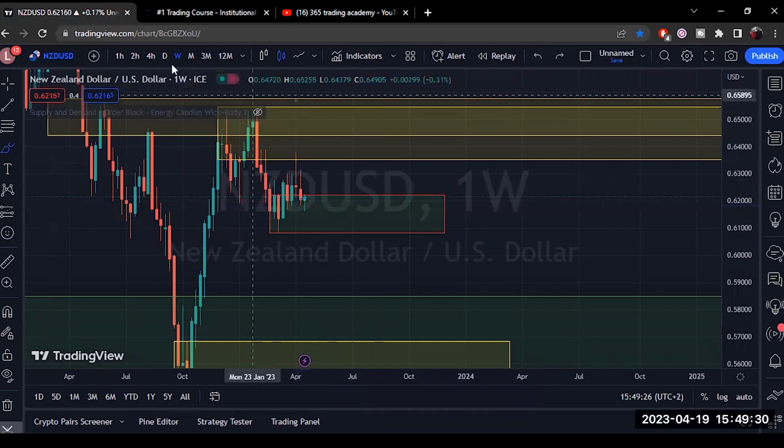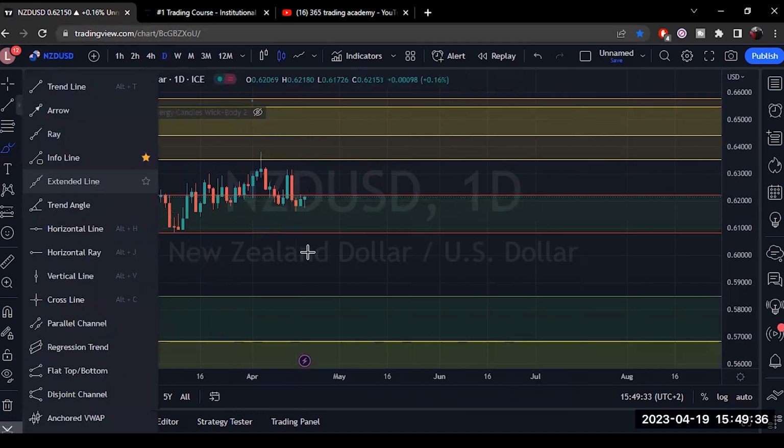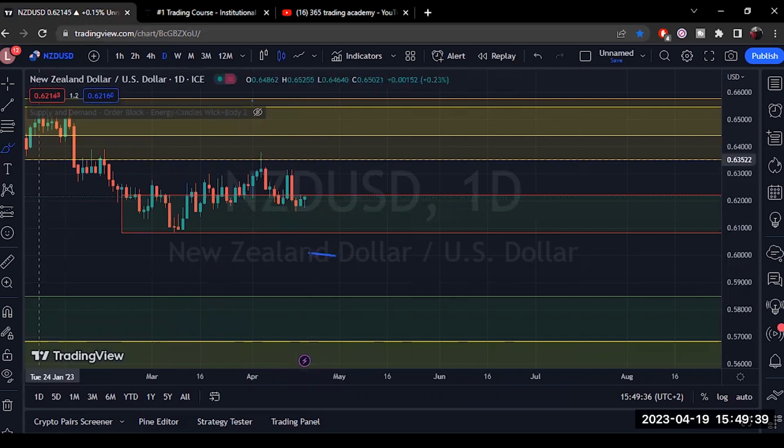What you really need is commitment. You need commitment of price to sell, and you're going to see that in the daily time frames, right? So now I'm on the daily time frame on NZDUSD. Just let me get my tools out of the way.